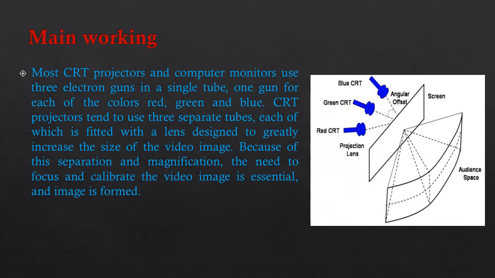We can see in the image that CRT uses separate tubes or electron guns for color red, blue and green. These tubes insert electron onto the lens and the video image is formed.